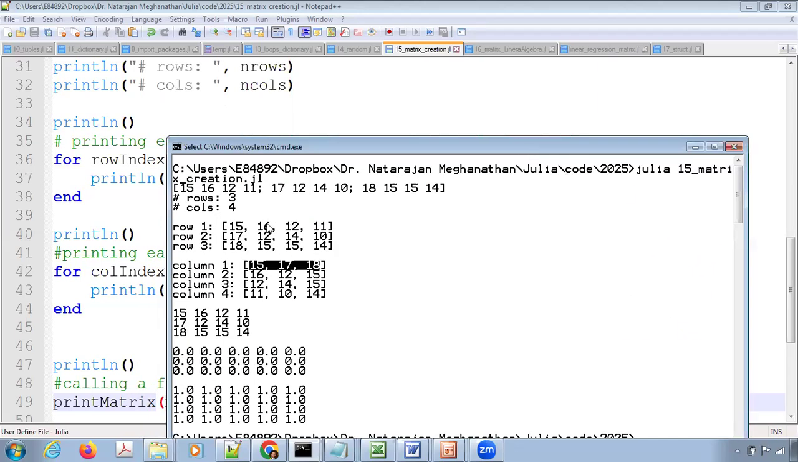Similarly, you can print 16, 12, 15 as the second column vector, and 12, 14, 15 as the third column vector, and 11, 10, 14 as the fourth column vector.